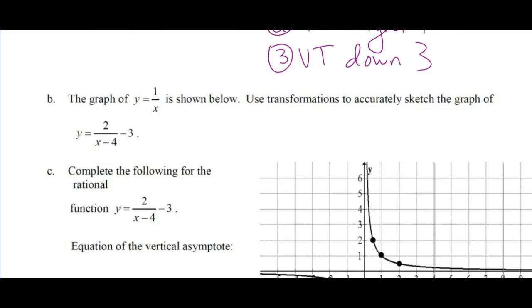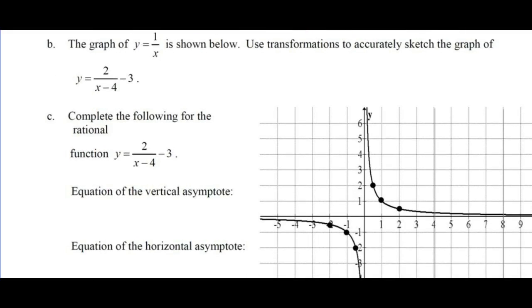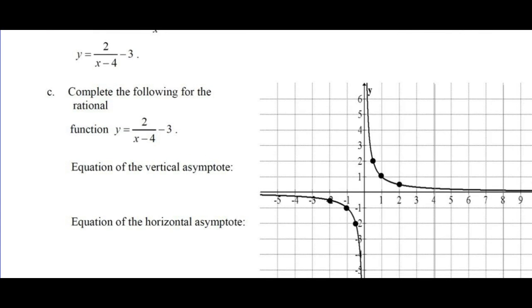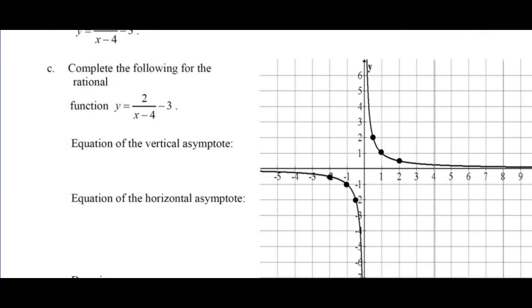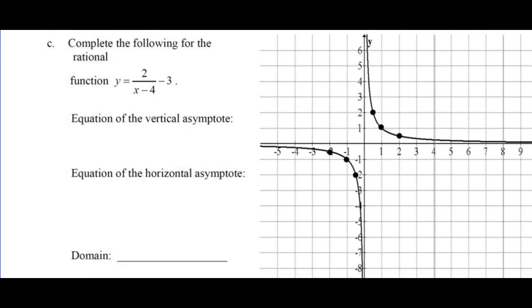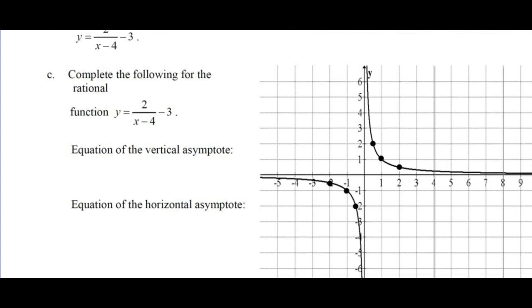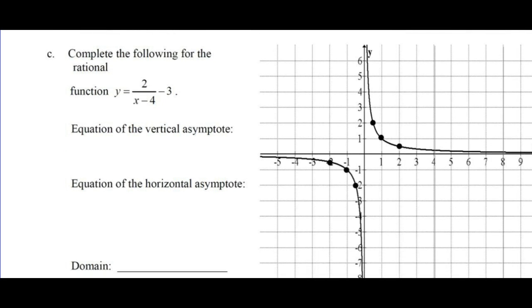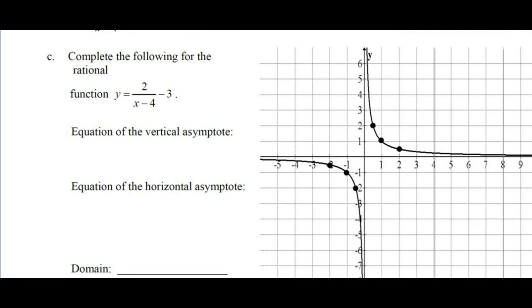The graph of y equals 1 over x is shown below. Use transformations to accurately sketch the graph of y equals 2 over x minus 4, minus 3. Complete the following for the rational function: the equation of the vertical asymptote, etc. All right, so they give us a few points, and a few kind of pointers as to how we want to graph this.